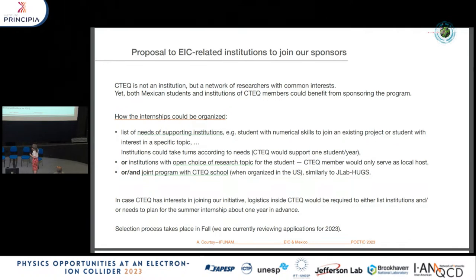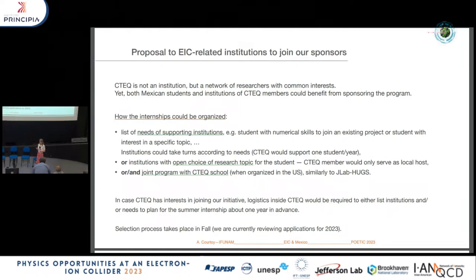So the way it could be done is that there could be rotating institutions that could try, either with these INN grants or with other grants, to host students. Depending on where students are needed, say not JLab because they already have some, but say Stony Brook or BNL needs a theorist for a summer, someone says, okay, I have this project for a summer stay. So this year I would like to apply for this grant to have a student coming with us.